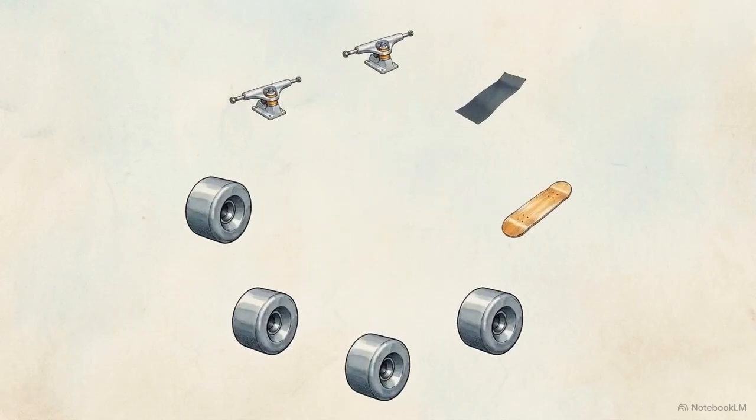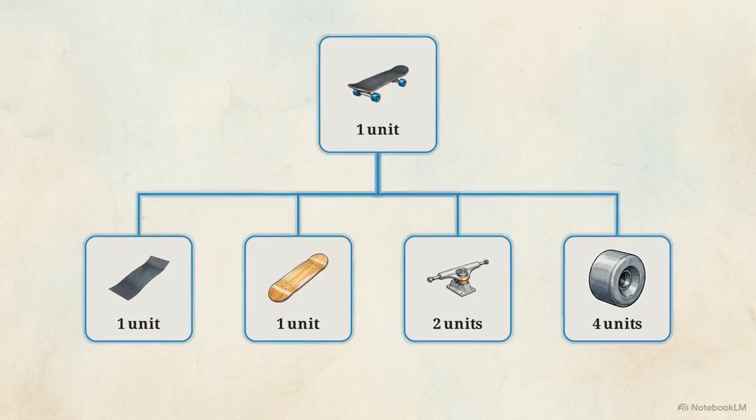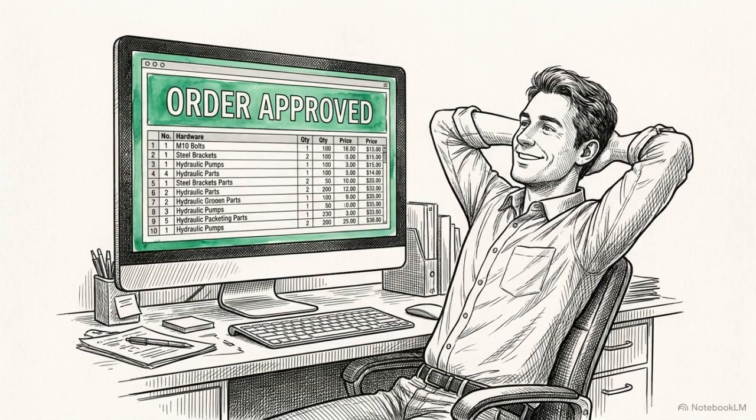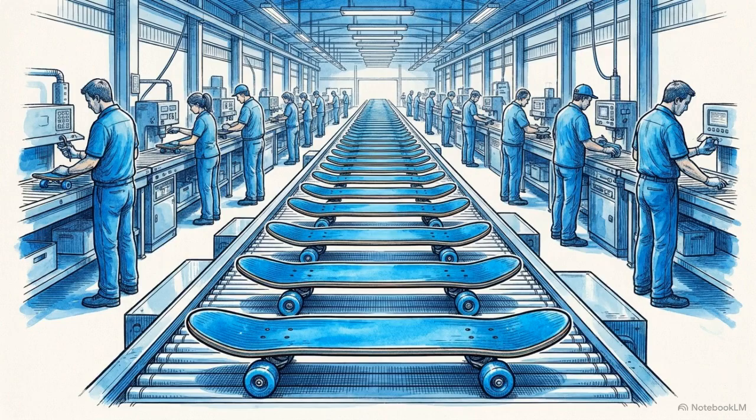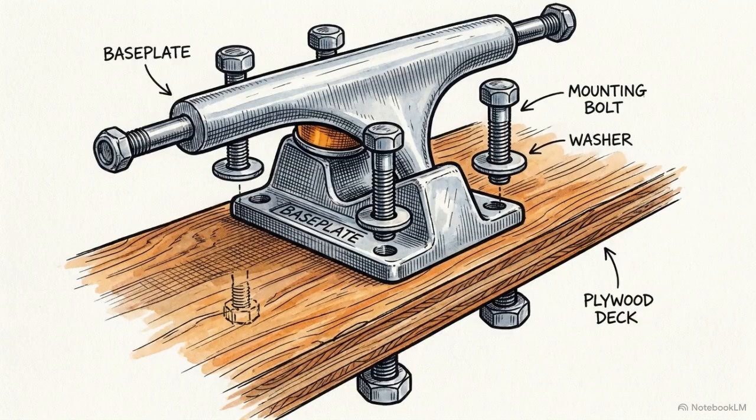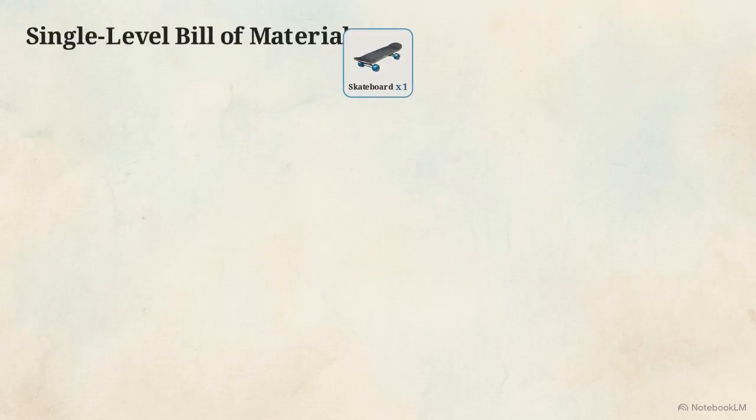By isolating the exact material needs for just one unit, factories create a structural map. This helps purchasing departments avoid ordering the wrong parts and keeps the assembly line moving during massive production runs. To see how this works, we can look at the finished skateboard as a collection of distinct interconnected components. This is a single-level bill of materials.